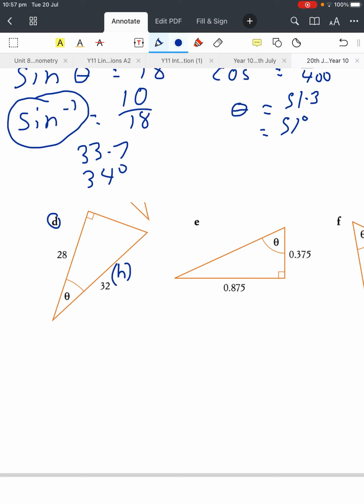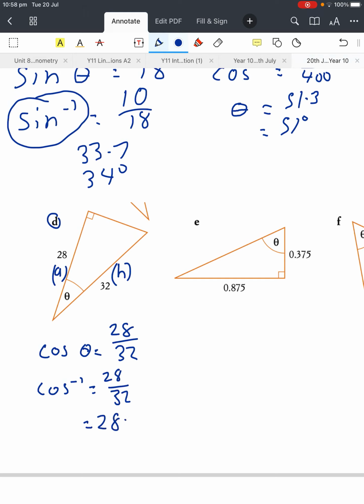I'm going to tell you that this is the hypotenuse, this is the adjacent. So it's a cos question. Cos of the angle we're trying to find equals adjacent over hypotenuse. You can write cos to the -1, but you don't have to. Pick up your calculator, press shift, then cos, fraction button, 28 on the top, 32 on the bottom, scroll across, close the brackets, equals.